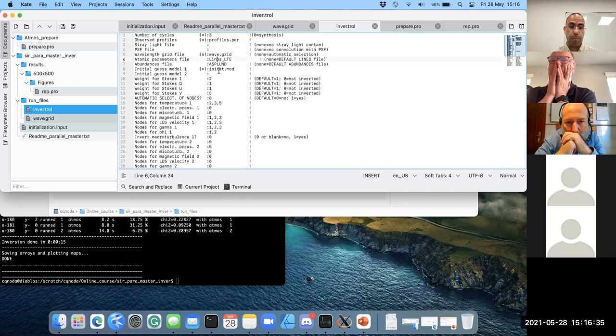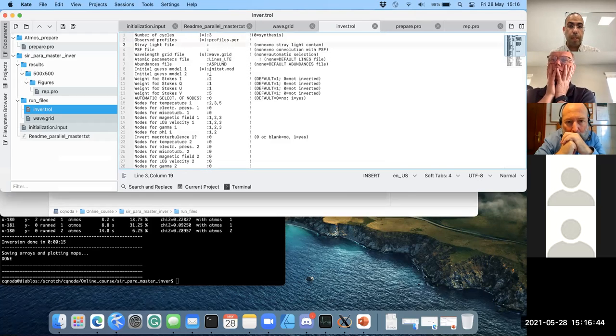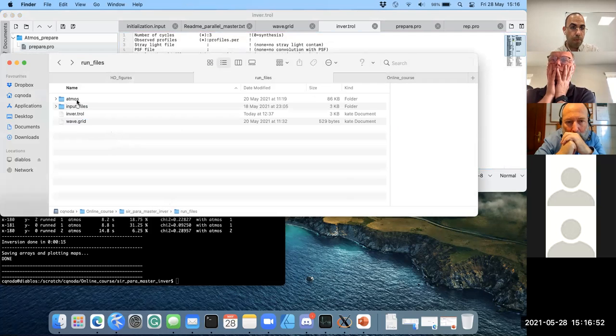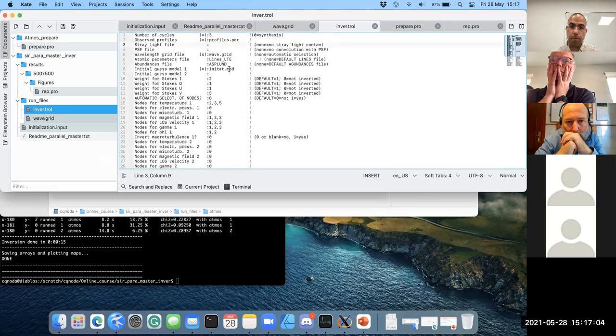Lines, LTE, and Asplund abundances are included here in the input files, and they are the same files that we use for the synthesis. And then this initial atmosphere will be created by the code, and they will come from this folder. So here you see that there are 12 atmospheres. The code will take atmosphere number 1, save it as initial.mod, and then we will run.